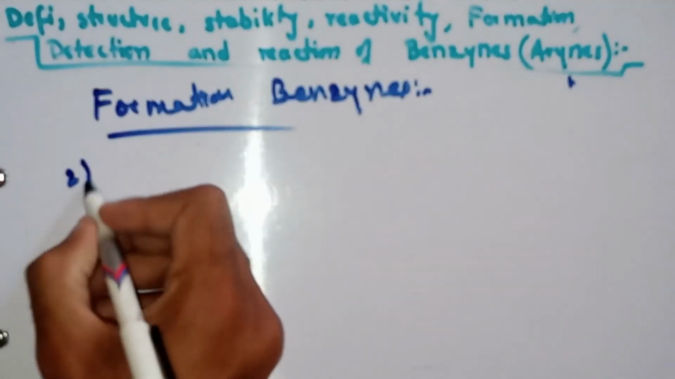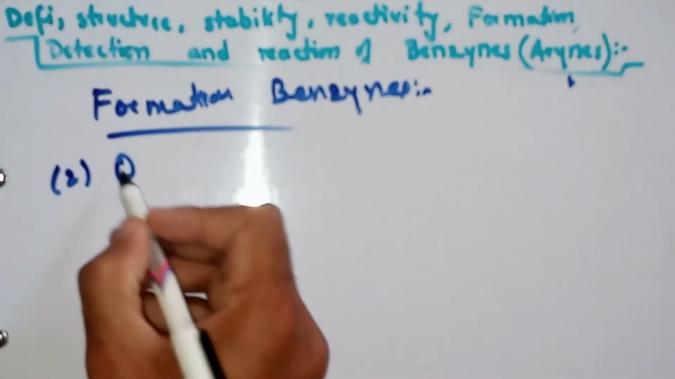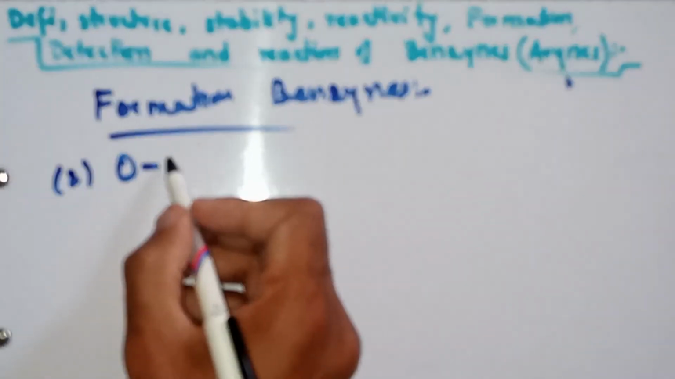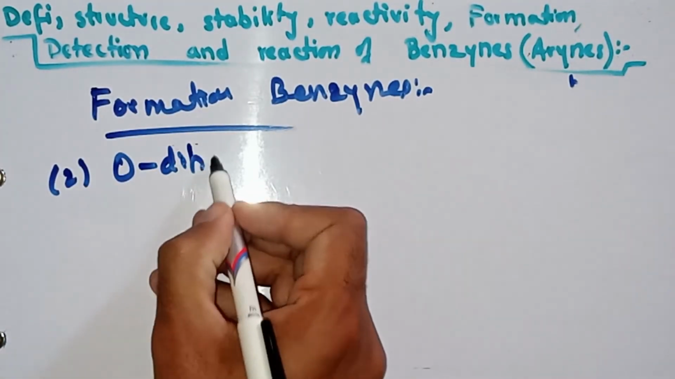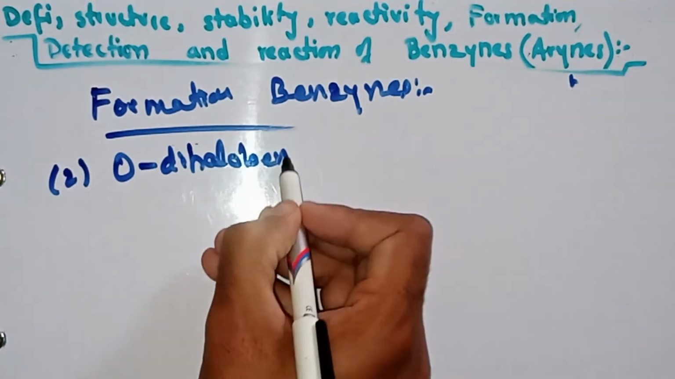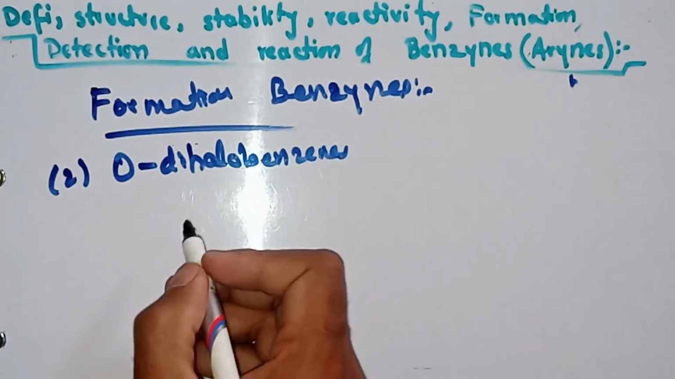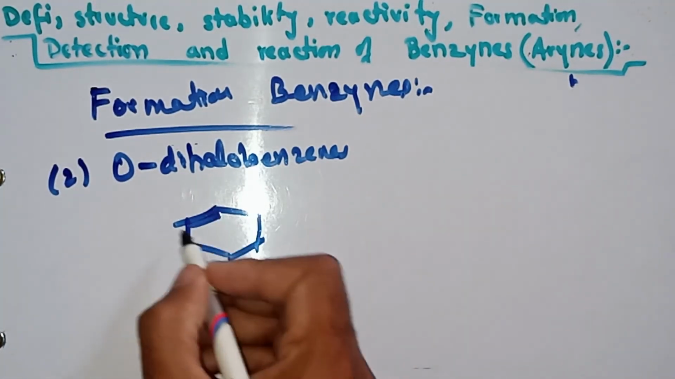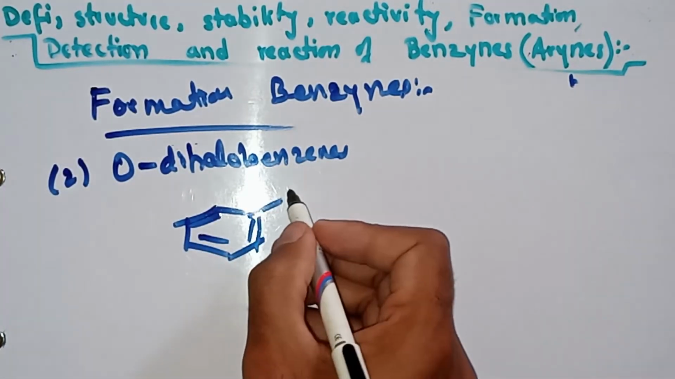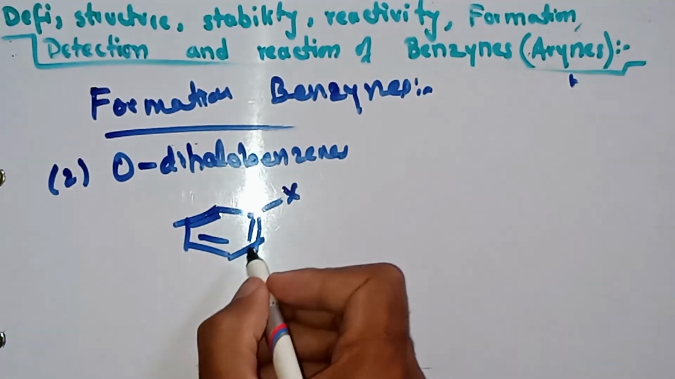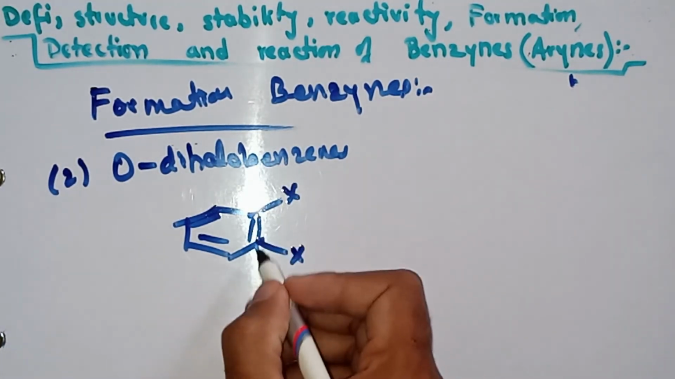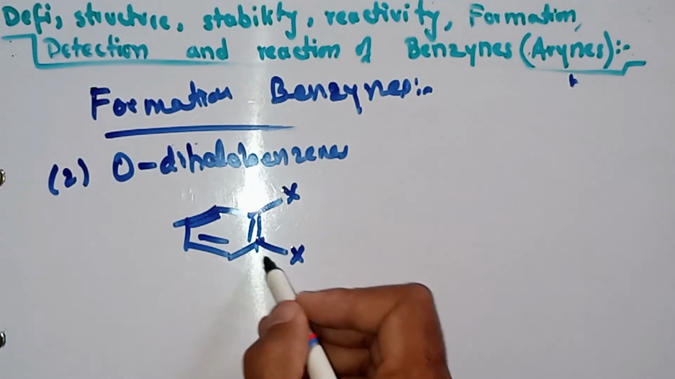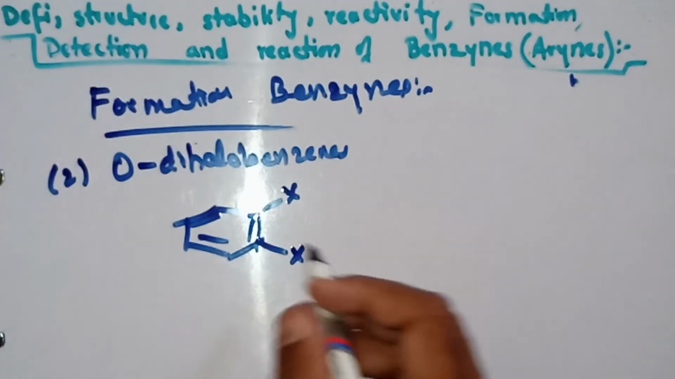Number two, formation of benzyne from ortho-dihalobenzenes. How is it formed from ortho-dihalobenzenes? That is benzene with X and X. If this is the first carbon, this will be the ortho position, so it is called ortho-dihalobenzene.